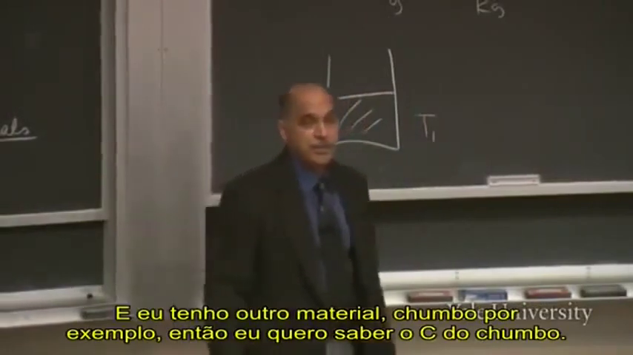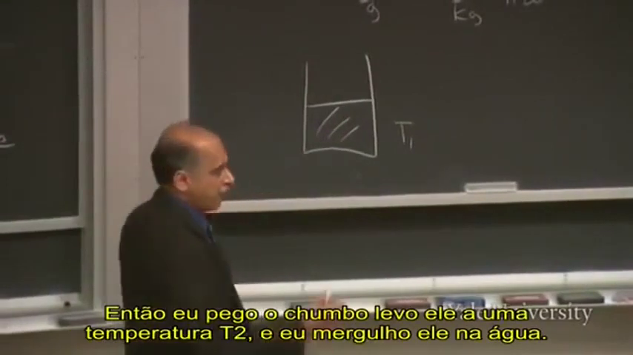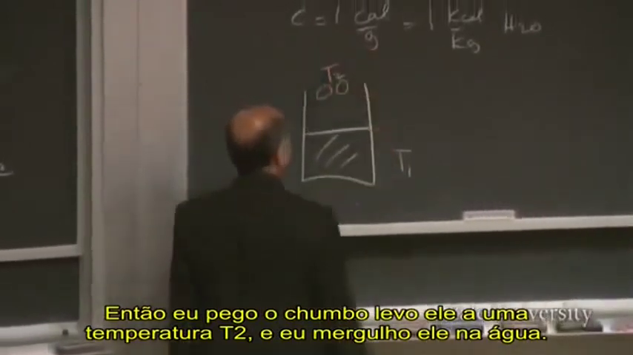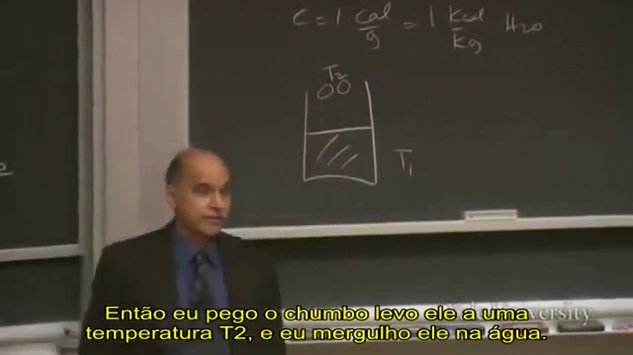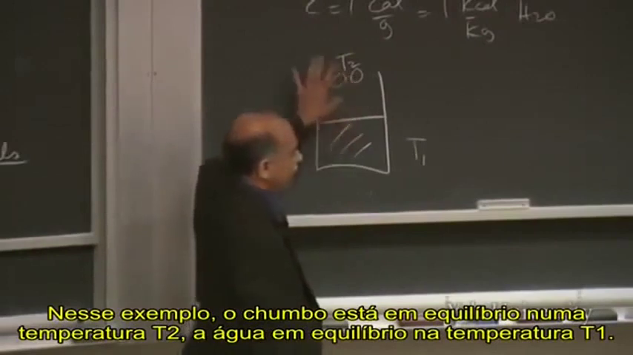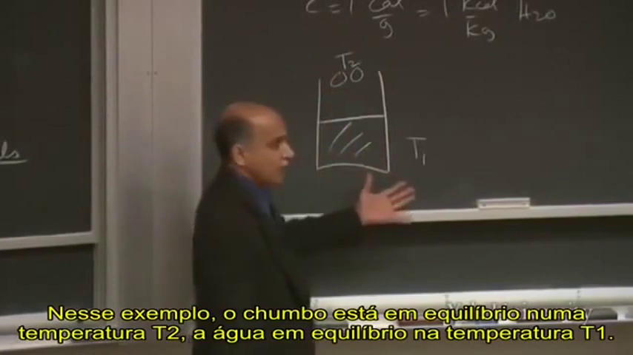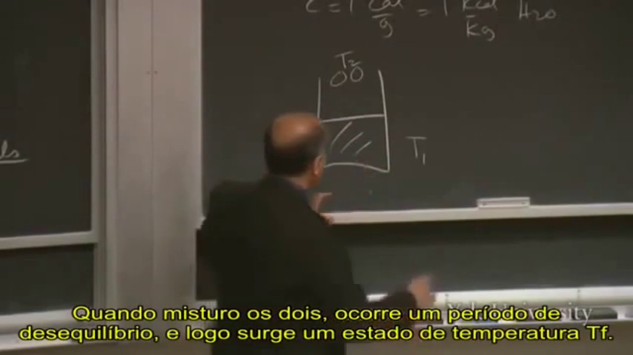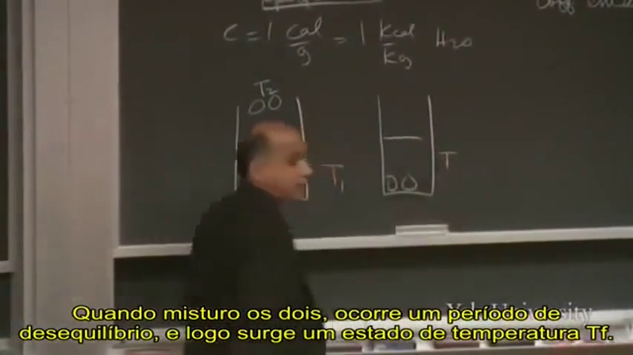And I have some new material, lead, and I want to find its specific heat. So I take the lead in the form of pellets, and I heat the lead pellets to some temperature T2. And I drop these into this water. That'll be an example where initially the lead is in equilibrium, maybe on a furnace at temperature T2. Water is in equilibrium, maybe in the room at temperature T1. Then I put the pellets into the water. There'll be a period when the temperature is not defined. Then soon they will settle down to some common temperature called T.